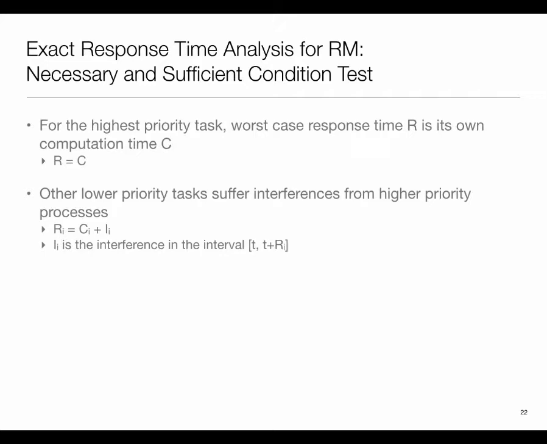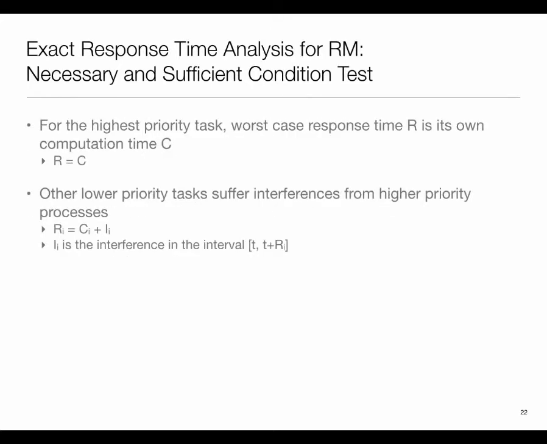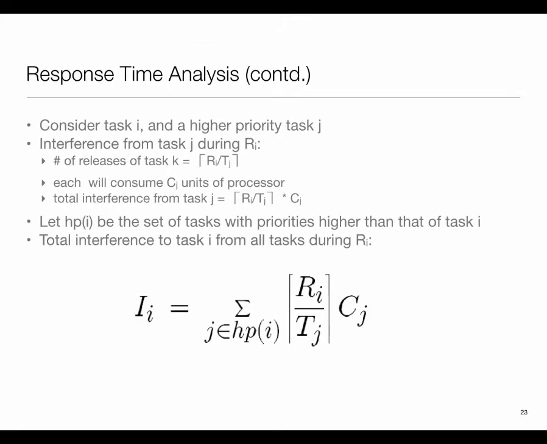So for the sake of argument, let's consider that the set of tasks which are higher priority than task number i, we call it the set HP of i. So HP of i is the set of tasks whose priorities are higher than the priority of task i. And we are trying to find the response time of the ith task. So Ri equals Ci plus Ii, which is coming as a result of the tasks in HP of i running. So could I come up with a formula for that interference?